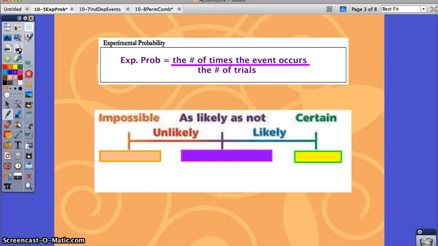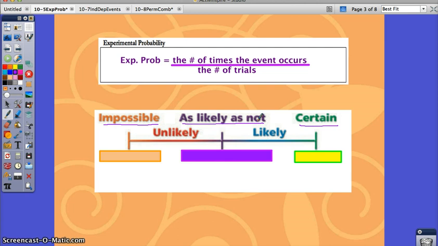On the bottom of that front page, you have a blank number line. I want you to fill in these words above each of these points. So at the very left end, you're going to write impossible. At the very right end, you're going to write certain. Draw a line right down the middle if you don't have one on there. And right down the middle, it's as likely as not. We're just kind of describing the probability.